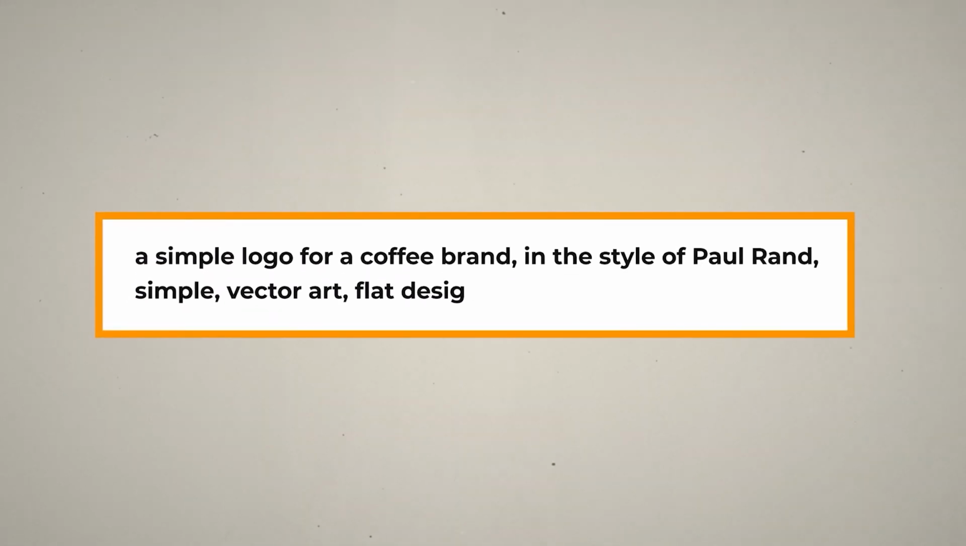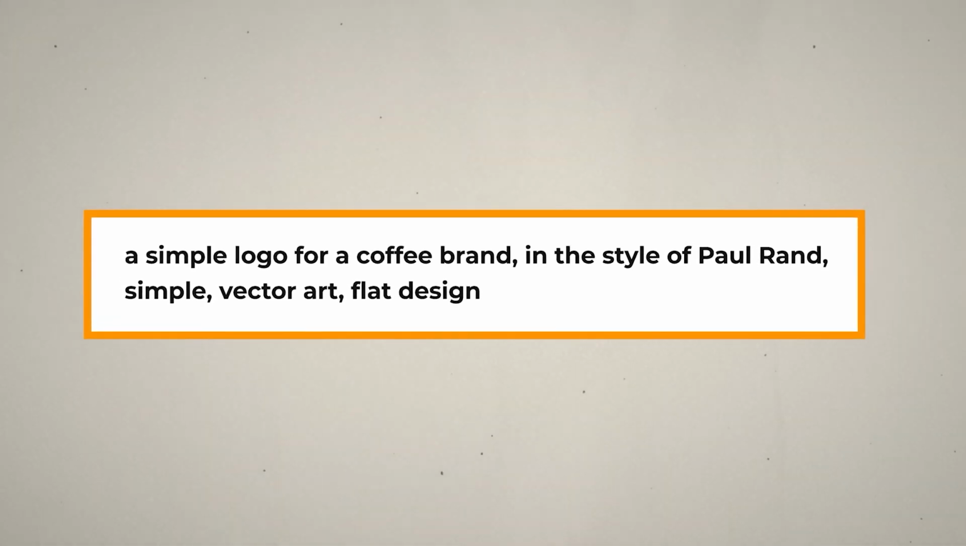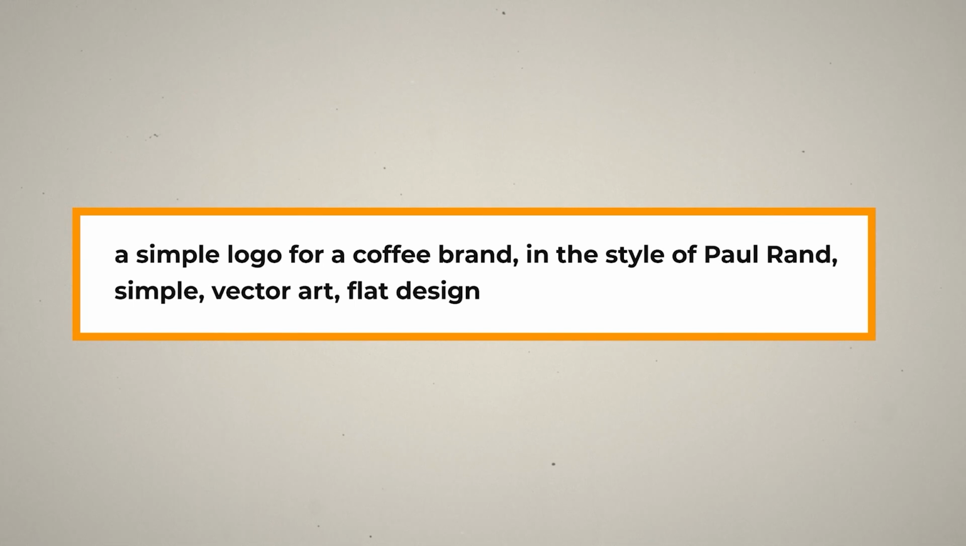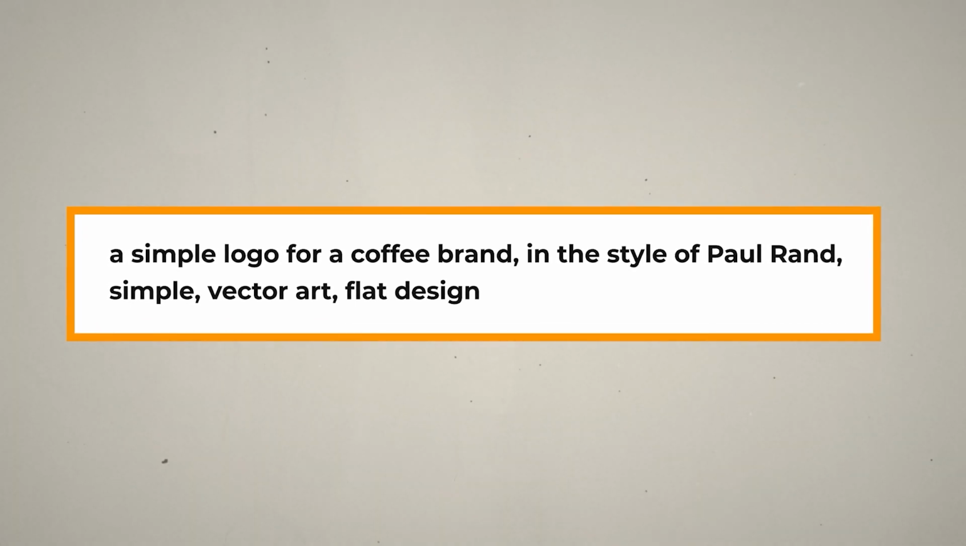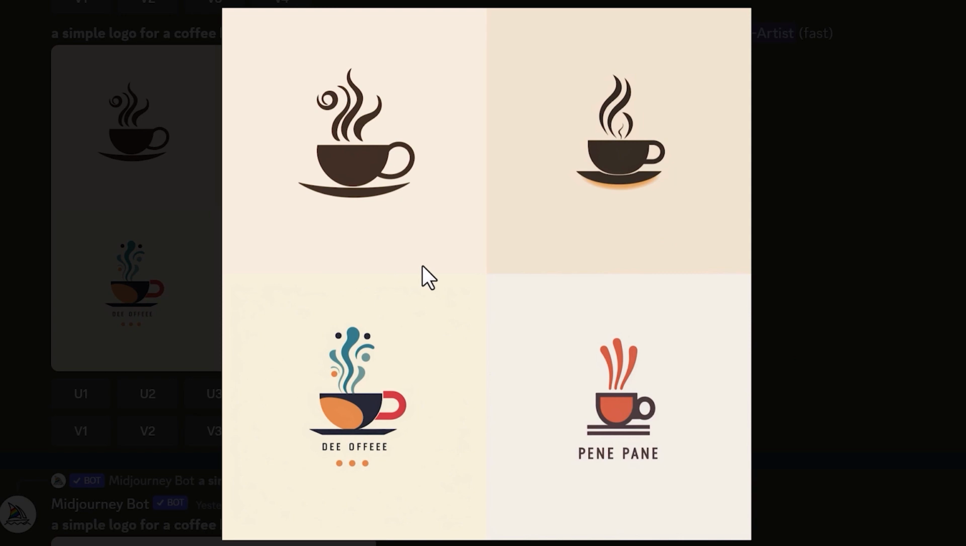And now I'm going to expand on that prompt with Paul Rand style, but with a bit more information. So now I've got a simple logo for a coffee brand in the style of Paul Rand, simple, vector art, and flat design. And these are the results, and I think they look really good. Just by looking at them, you can tell they're for a coffee brand. They're simple, clean, and these are perfect for turning into vectors, as they're simple, solid shapes.